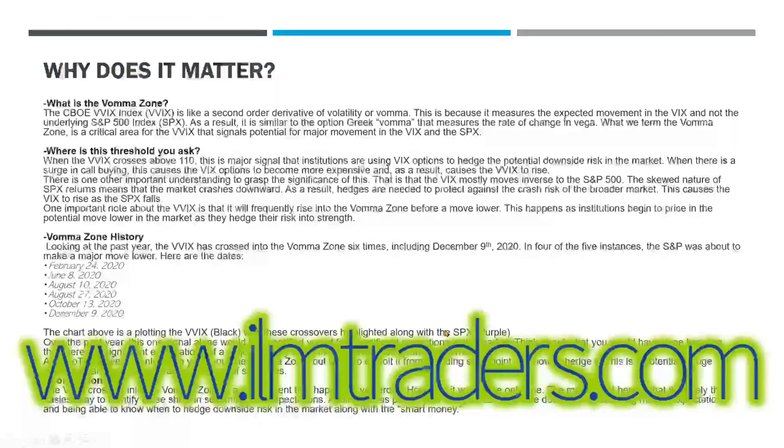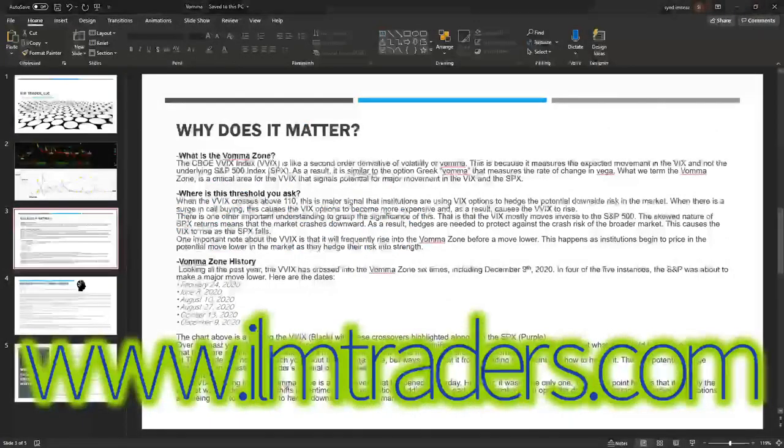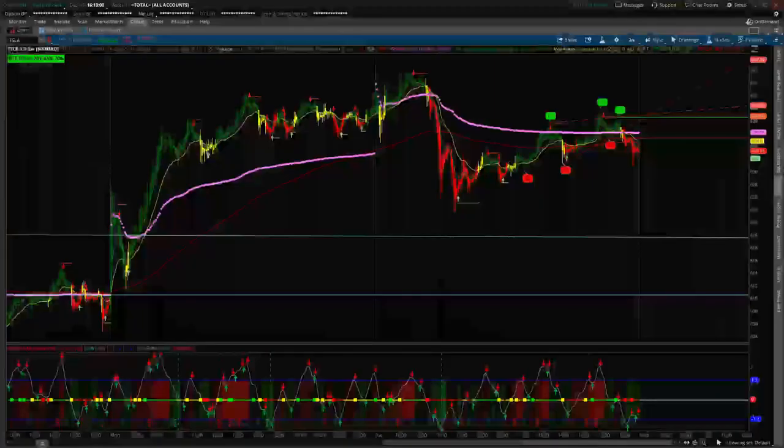Based on the chart, there's a zone, a Vomma zone, that as you could see on the chart occurred from time to time. So it gives you an overall picture. So when we look at the VIX, where is this threshold, you ask? A lot of people ask, hey, why does Vomma matter to me as an investor? So let me go back to the chart and tell you why Vomma matters.